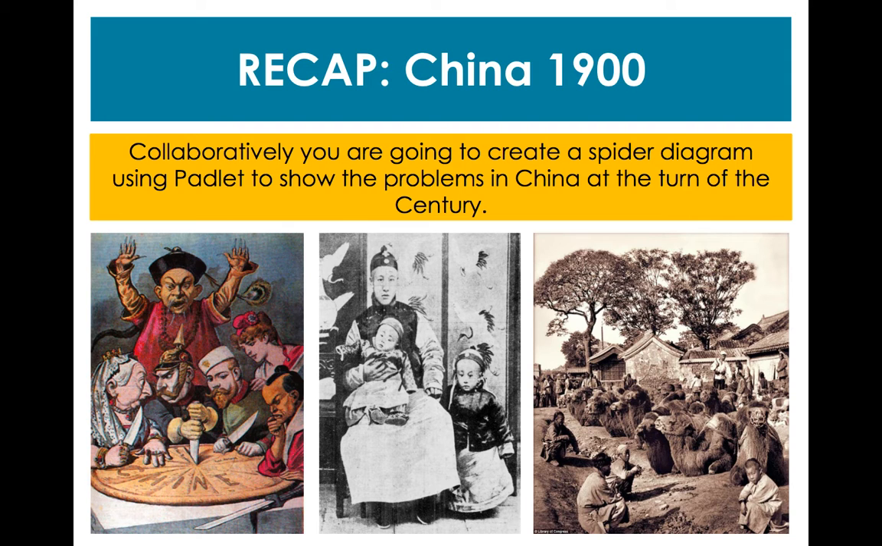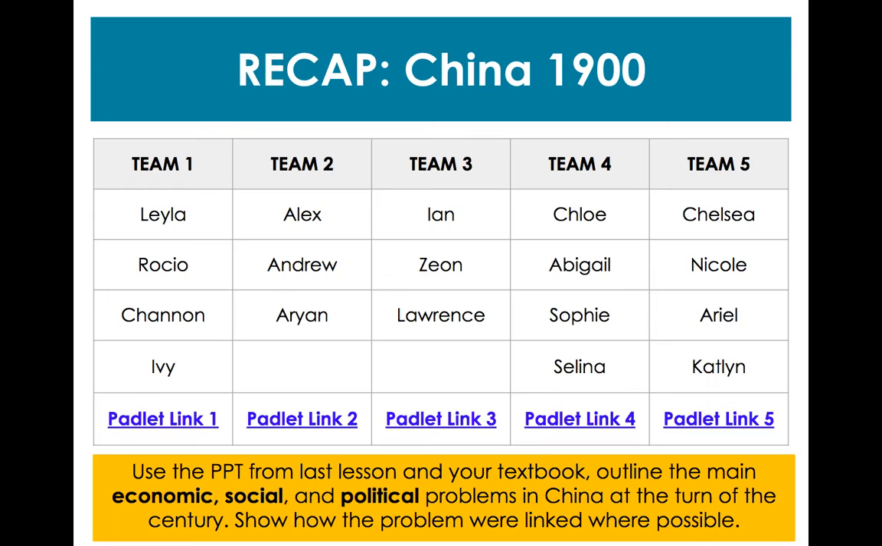If you missed that group, they're going to continue this via some form of chat system, totally up to the group. But I want you to create a spider diagram on Padlet that focuses on the problems that China faced at the turn of the century. So these are your groups here, and depending which group you are in, you follow that Padlet link.